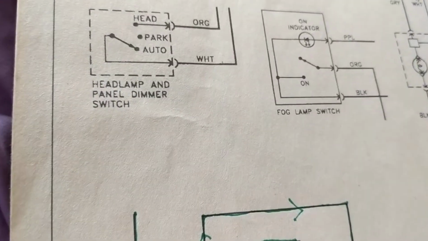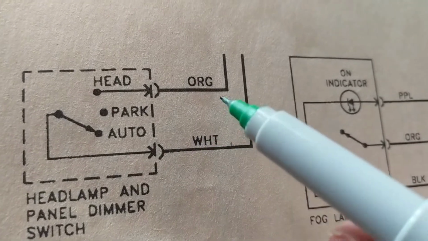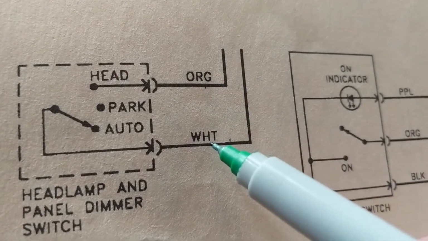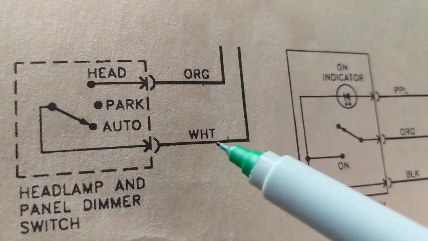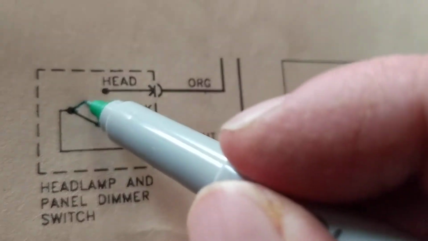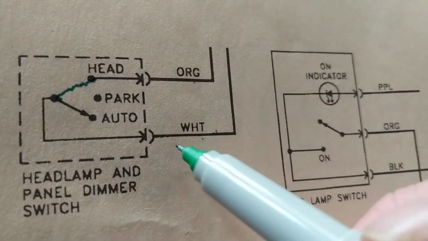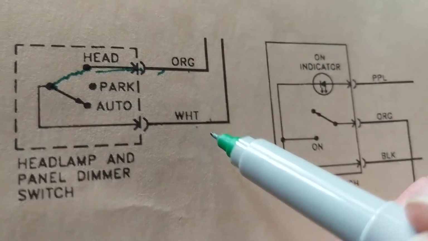Kind of a tricky one right now. We talked about this one before. In which position is the orange wire going to be connected to the white wire? In the park, in the order, or in the headlamp position? If you said the headlamp position, you're correct. That's the only one that has a connector here, a wire here, and a wire here.